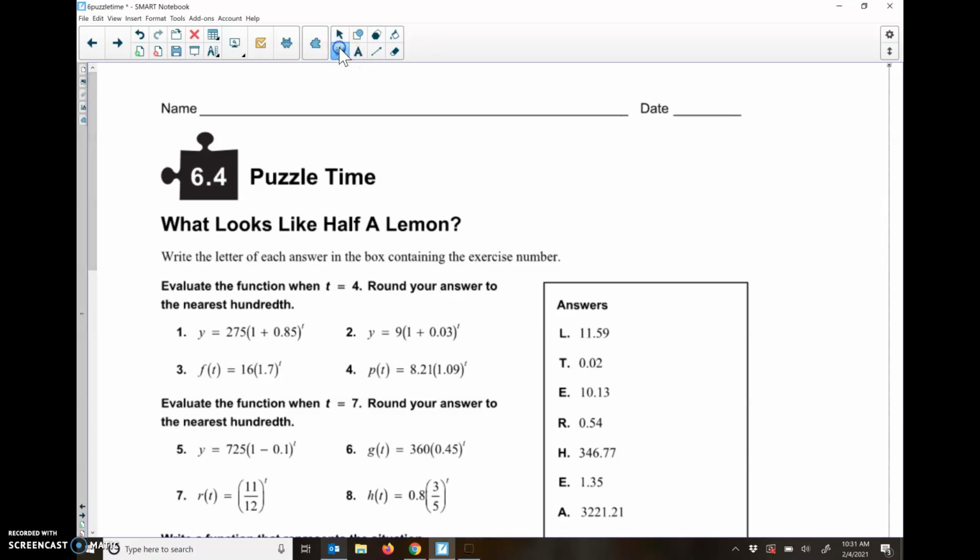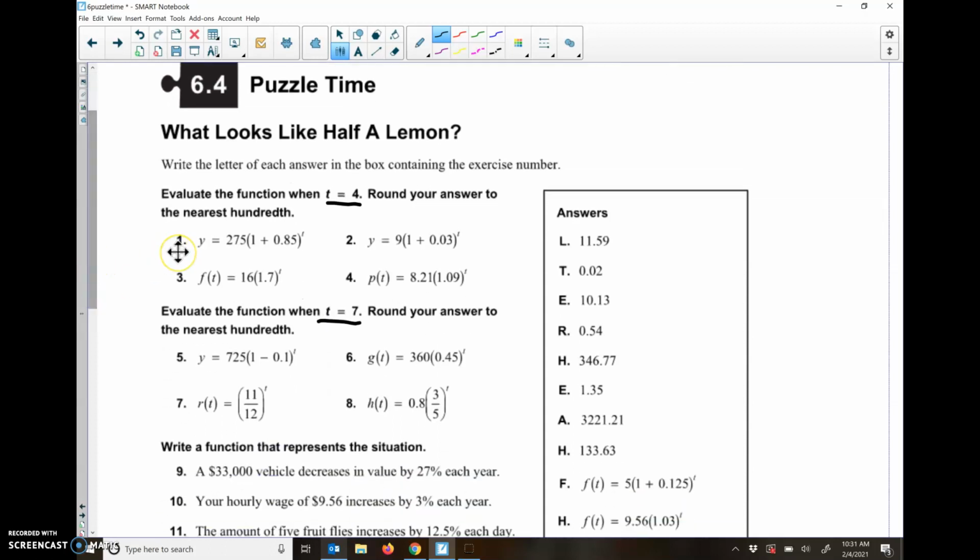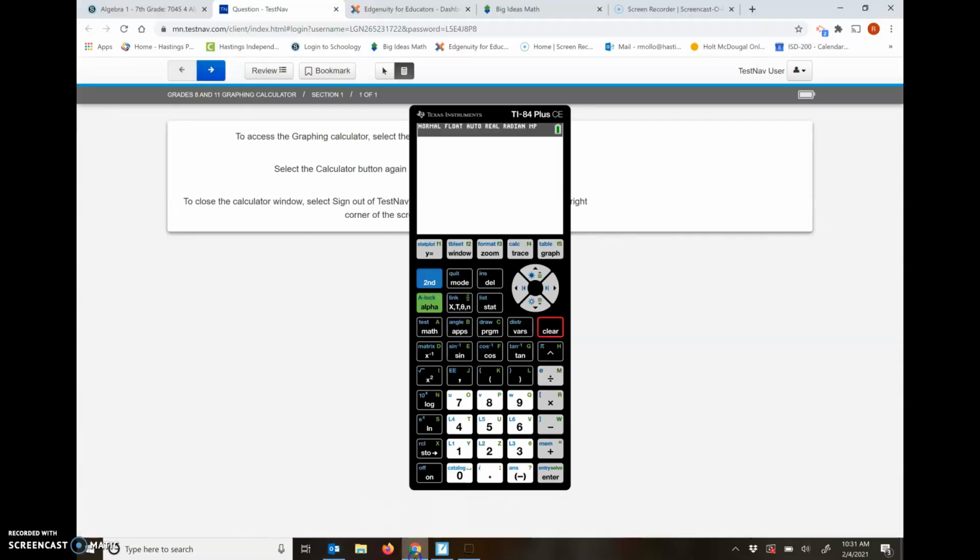So if we look at these first two sets of problems, they're pretty similar. We're going to evaluate the function. For the first four, it says when t equals 4, and for the next four, it says when t equals 7, but pretty much the same thing. So we'll look at a couple of these. I'll pull up a graphing calculator to show you how to put them in, but this is pretty similar to what we did in the notes.